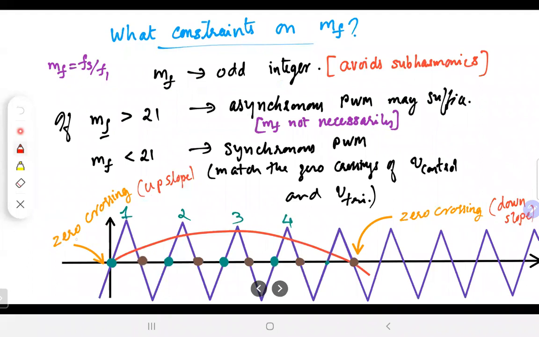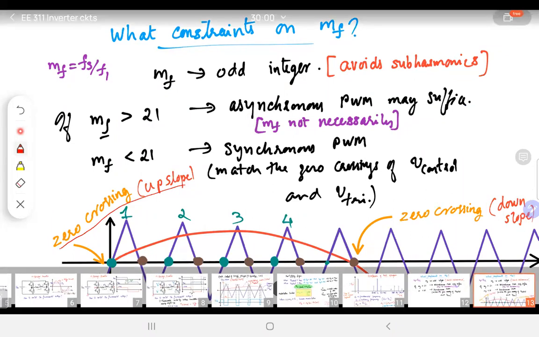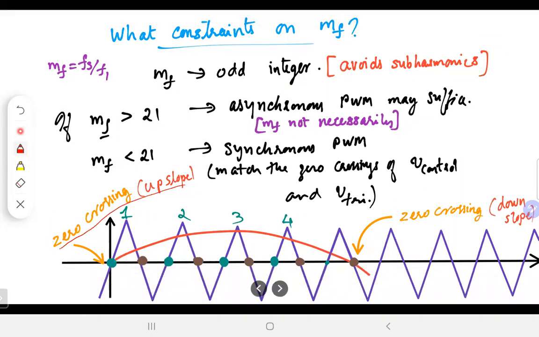Now, for synchronous PWM, as I said, we choose it to be odd integer, and we ensure that the zero crossing is matching for both the carrier and the modulating wave, the triangle and the sinusoid. Zero should match. Also, it should ensure that this is an upslope, upgoing slope. This is also an upgoing slope. And here, this is a down going slope. Here, this is also downgoing slope. So by choosing it to be odd, we ensure that this happens. This gives me the best harmonic performance.